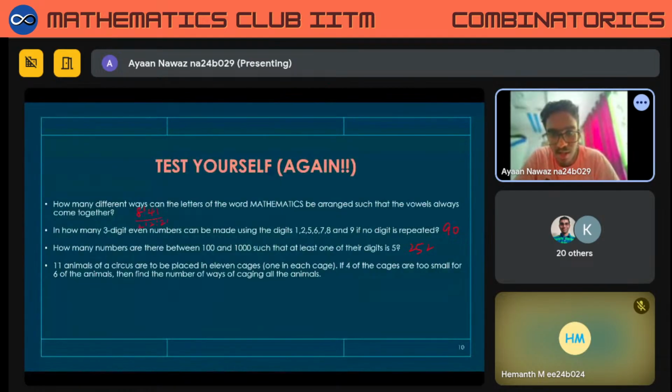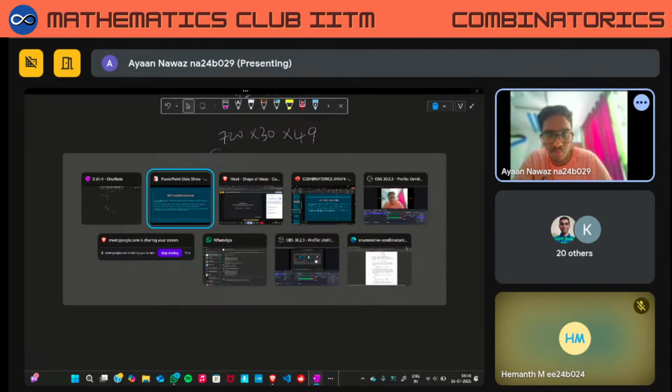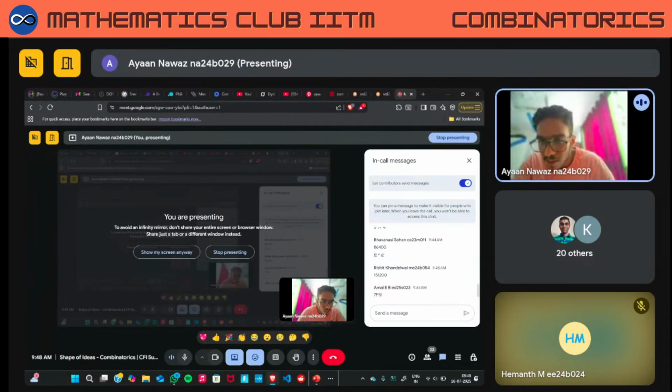Yes. So in these small cages, only these 5 small animals can be fit. So that is 5P4 ways, right? And we'll have remaining 7 factorial. So 7 factorial into 5 factorial. Whoever answered this has the right answer. Correct. Amal, B, and who else?